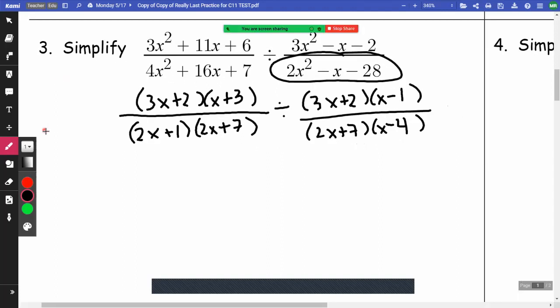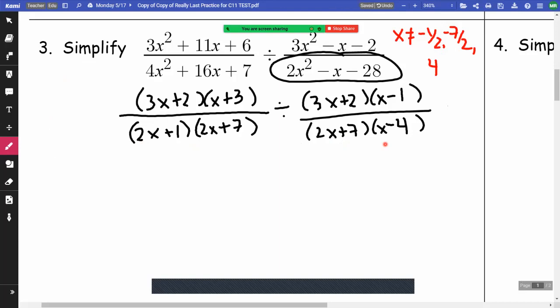So now I'm going to give restrictions on my current denominator. So x cannot be -1/2, -7/2 for these two here. Here, this is also a -7/2. This one here is going to be a 4. But I'm going to be flipping this one here, always the one after the division sign. That's the one I'm going to flip.